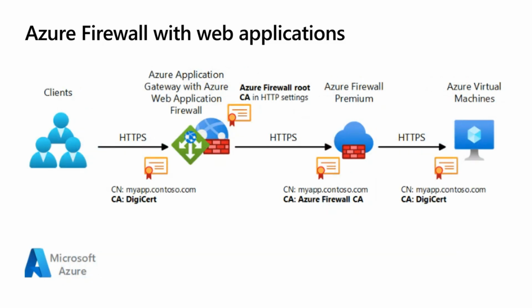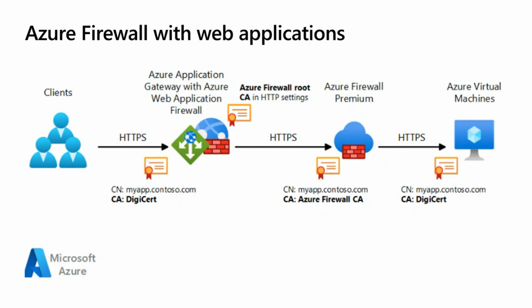This is just an example of how the certificates work. I will quickly cover it. So inbound traffic coming, you will have a well-known certificate there, right? So this is coming from outside. So you have something like a DigiCert certificate or well-known certificate deployed on the Azure Firewall front end.